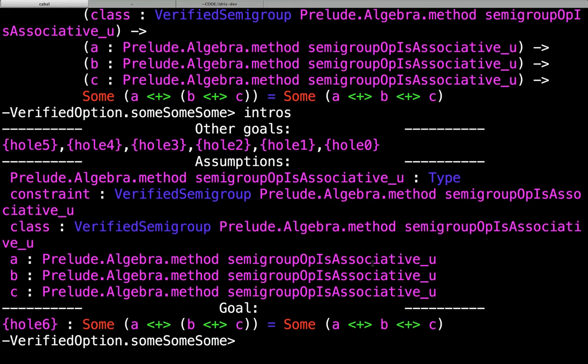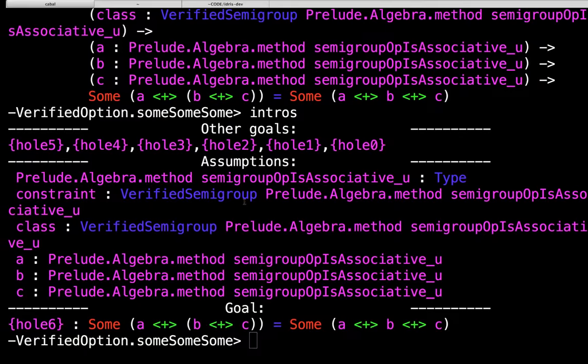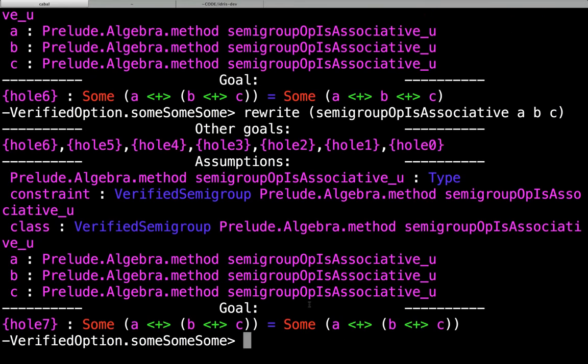What's interesting is that because we've brought in a verified semigroup of A, because we realize that for A plus B plus C we're going to need a proof, we have that in scope. So what we can do is rewrite the right hand side here with the left hand side of the verified semigroup that we already have. So we can say rewrite the right hand side with the operation of the inner type given a b c. That rewrote the right hand side here. You can see up here it's a plus b plus c, and here it's a plus b plus c together.